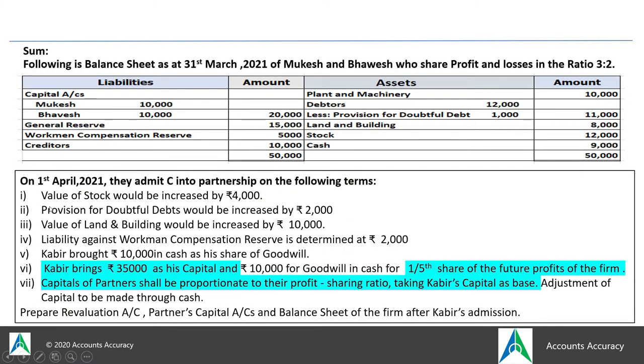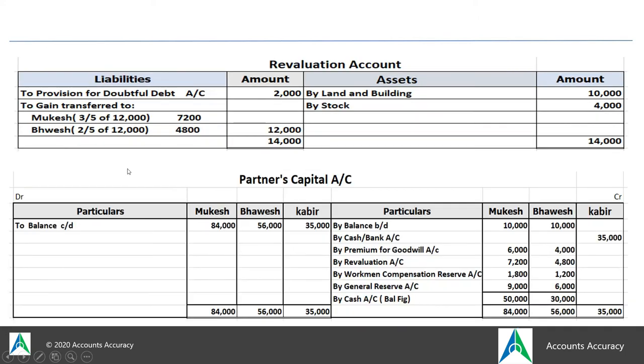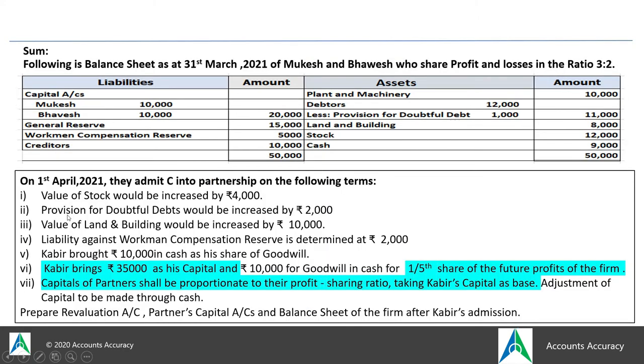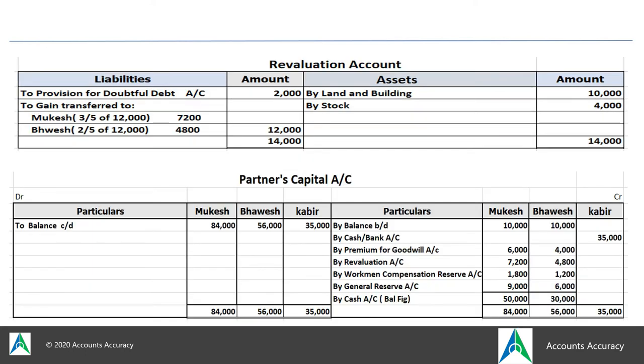For that, we need to see what information is provided here. The first one is value of stock increased by 4,000. So definitely it should be recorded at credit side because increase in the value of asset we record at credit side. So the stock value which got increased by 4,000 will be recorded here. Next to that, we have provision for doubtful debt which increased by 2,000. So it is increase in the value of liability, that is provision for doubtful debt, 2,000, which will be recorded at debit side of revaluation account.